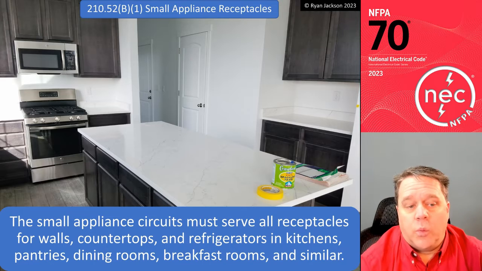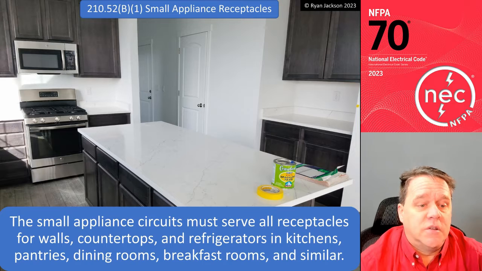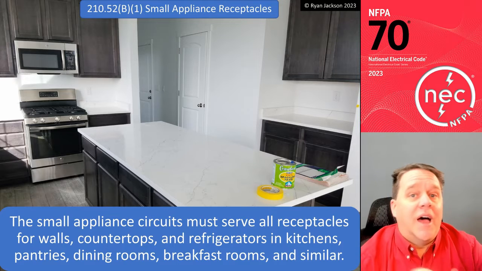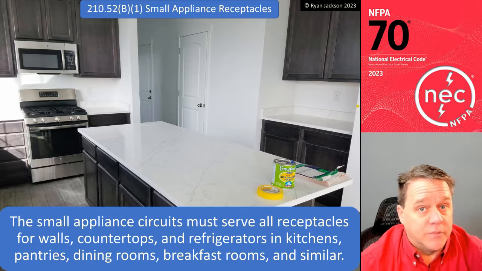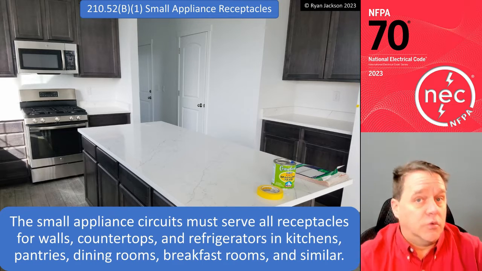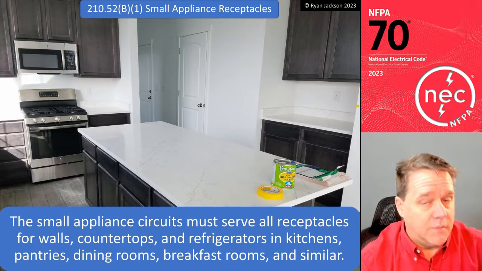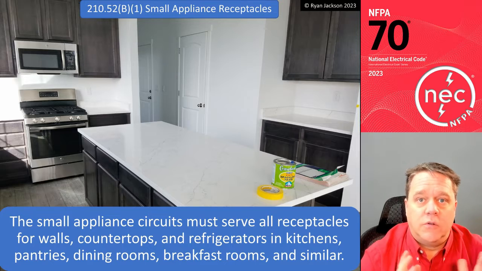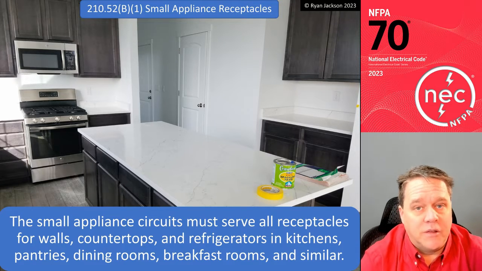All receptacles for walls, countertops, and refrigerators in the kitchen, pantry, dining room, breakfast room, and similar. I get a lot of questions about whether or not you can put the refrigerator on the small appliance branch circuit. And it's not only that you're allowed to, you're required to. Right? That's what this rule says. Now, there's an exception, and we'll talk about it. But generally speaking, yes, the refrigerator has to be on one of the 2 20-amp small appliance branch circuits.